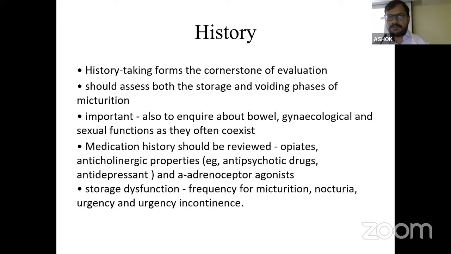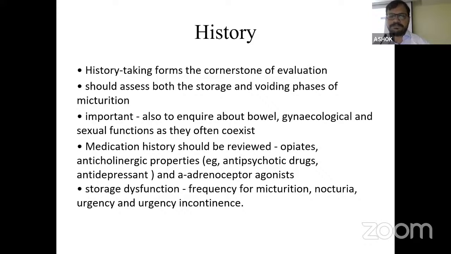History taking is the cornerstone of evaluation and should assess both the storage and voiding phases of micturition. It is also important to inquire about bladder, gynecological and sexual function as they often coexist. Medication history should also be taken: opioids, anticholinergic properties, antipsychotic drugs, and antidepressant drugs.